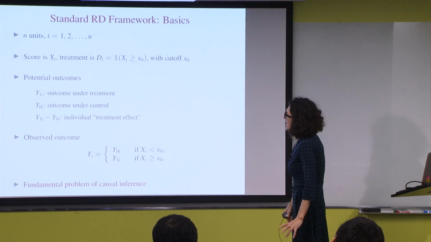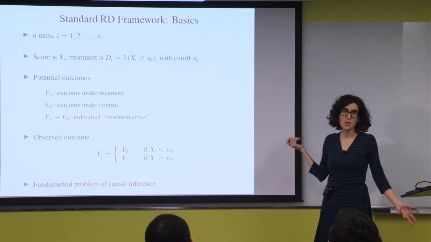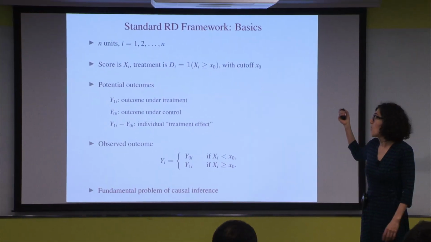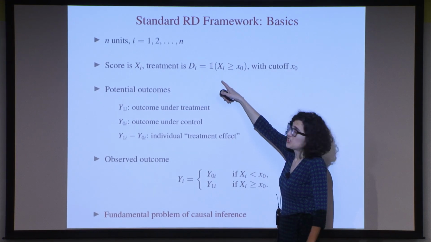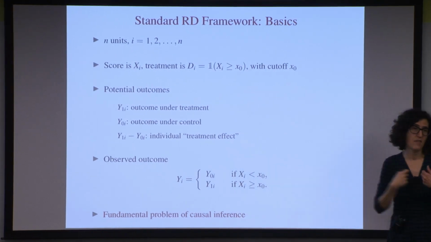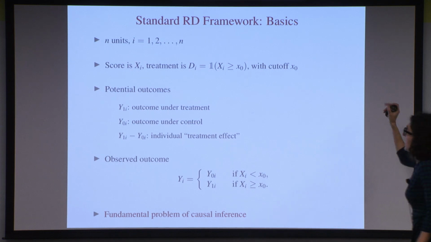So these are the basics. Very simple notation. We're going to keep it very simple. I'm going to assume I have n units in the study, 1 through n. X is going to be the score. There's going to be a treatment. It's just an indicator function for whether the value of your score, of your BMI index, is above the cutoff. The cutoff is going to be x0.